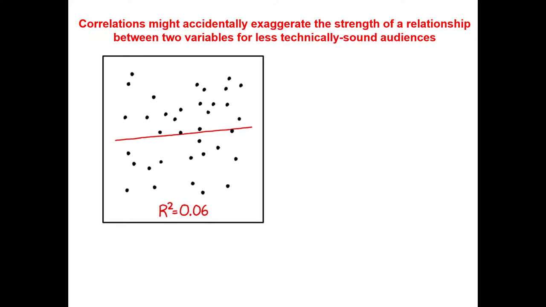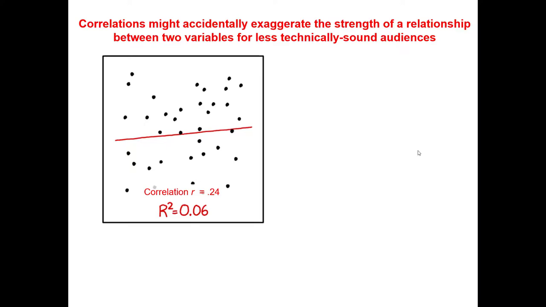Another issue that's common with correlation coefficients is that they might accidentally exaggerate the strength of a relationship between two variables, especially if we're dealing with a less technically sound audience who might not have a sophisticated understanding of a correlation coefficient. Look at this scatter plot. It has an R squared of 0.06, which would correspond to a correlation coefficient of 0.24. Now, some audiences might see that correlation coefficient of 0.24 and in their mind come up with the interpretation that there is some sort of meaningful relationship between these two variables.